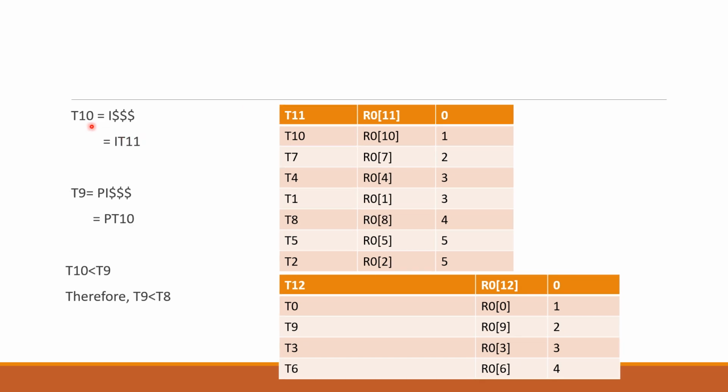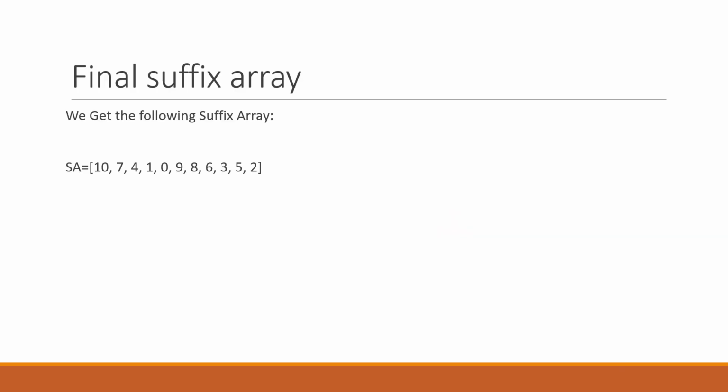So we strip off the first character of T10, that is I, and the remaining thing is T11, so we get IT11. For T9, we strip off the first character, that is P, and the remaining thing is T10, so we get PT10. Since I is less than P, therefore T10 is less than T9, and therefore T9 is less than T8. So after performing the merge operation, what we would get is the final suffix array. For the example of Mississippi, this is the final suffix array.